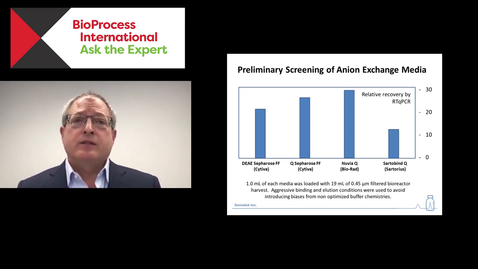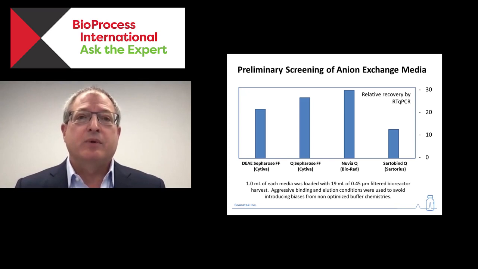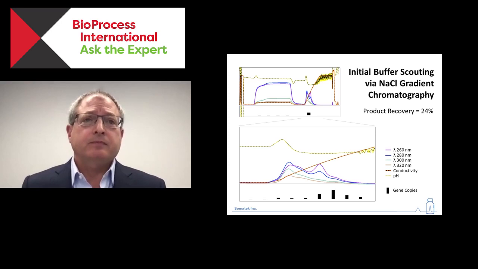And this doesn't tell us anything about whether or not the product is going to help us get a pure drug substance, but it does kind of stack rank these products in terms of some economic considerations. It's expensive to make the feed stream. The more product we get off, the less expensive the product is going to be. And clearly, the Nuvia Q from Bio-Rad looked better than the other products we tested, and then we proceeded to work with that product.